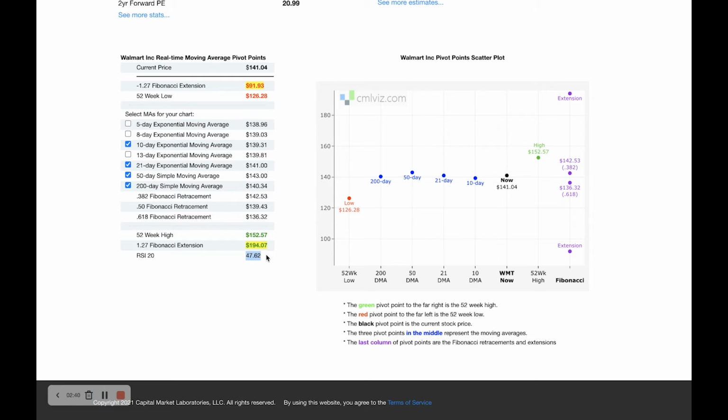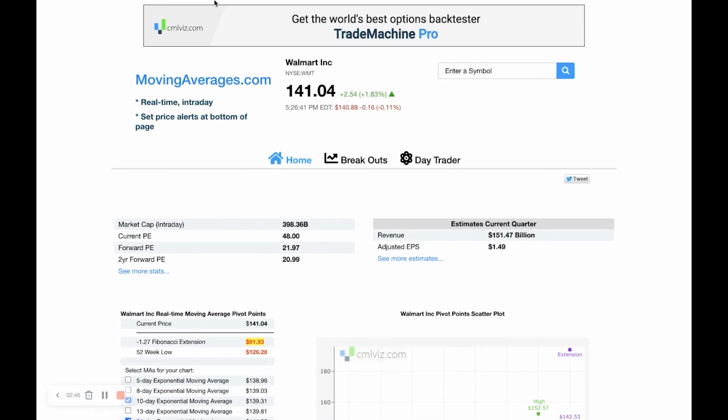70 is an overbought rating, so we don't want to buy anything. We don't want to get long with anything overbought. And just something to pay attention to, let me head over to TradingView.